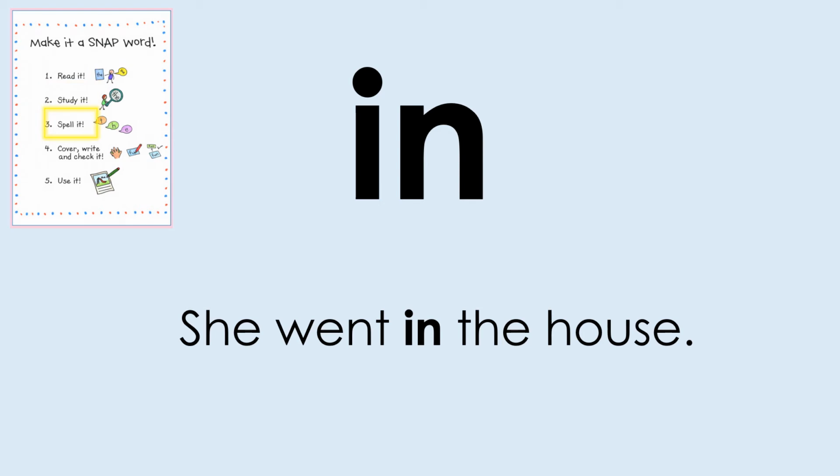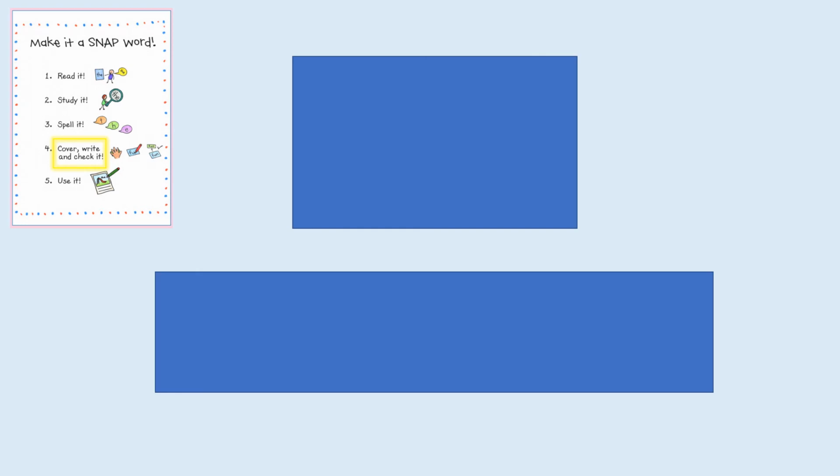Let's get ready to spell this word. I, N, in. Take a picture because it's going to be your turn now. In, I, N, in. And let's get ready to try it. Okay, your turn. Either write it in the air or write it down somewhere.